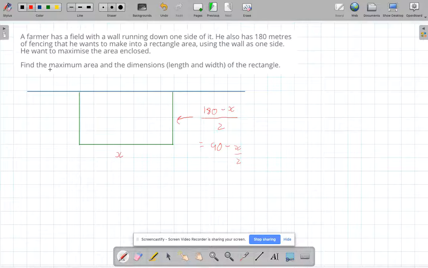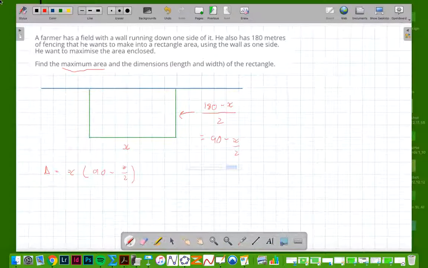Now I'm trying to find the maximum area. So what I'm going to do is work out the area. Now to find the area of a rectangle, you simply times the width and the length together. So it's x times (90 minus x) over 2. So x is the length, and this here is the width given by this. Now I'm not even going to do anything with that, because this is actually a quadratic equation, and what I want to do is to maximize this quadratic equation.